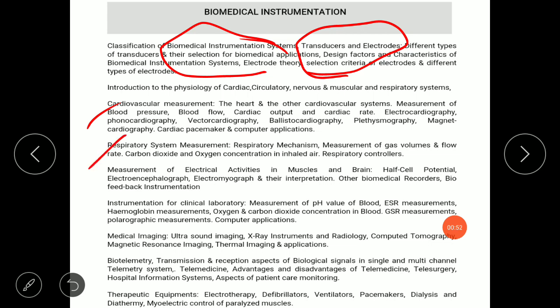Similarly, we're going to study the respiratory system and everything about the respiratory system, that is the physiology part. And we'll study the instruments that are used for measuring the various parameters in the respiratory system. Then we'll go through measurement of electrical activities in muscles and brain. We'll study the instrumentation for the clinical laboratory, meaning the instruments that are used in the clinical laboratory. We'll go through the medical imaging techniques. Then we'll go through the biotelemetry part, where you'll study everything like the telemetry system, telemedicine, etc. And lastly, we'll study the therapeutic equipment, which includes electrotherapy, defibrillators, ventilators, etc.